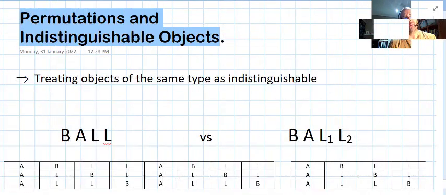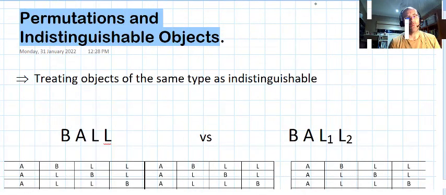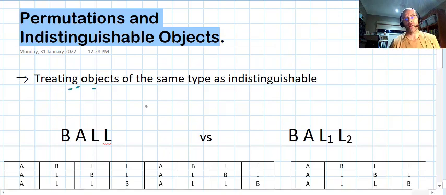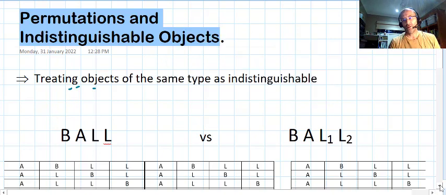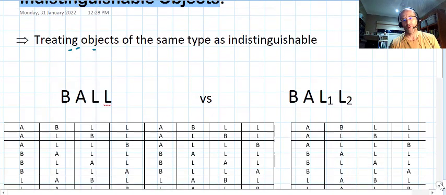We're going a bit further with permutations, people, and we are looking at indistinguishable objects, where objects of the same type are indistinguishable. So sometimes we do treat some objects or elements as indistinguishable. Okay, so let's go straight into a couple of examples, because I have another video on this, and this one is a supporting video for it.